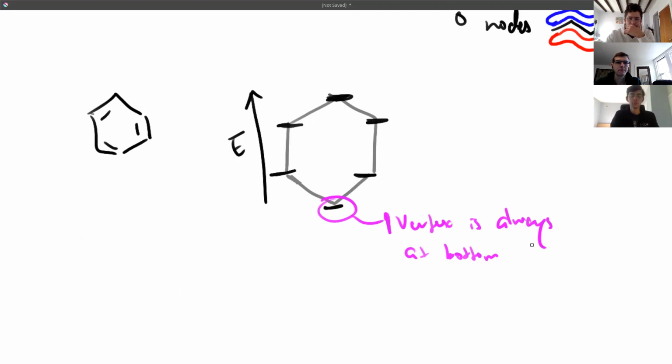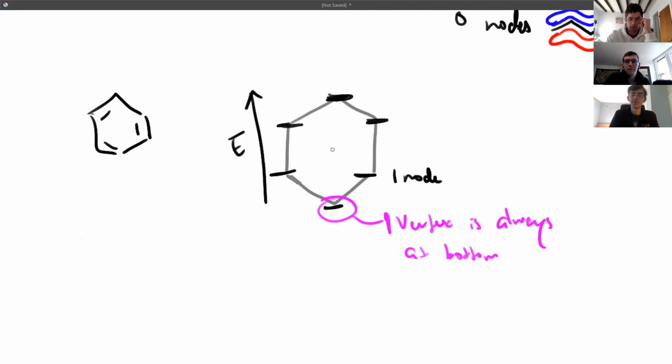Don't the second and third orbitals have the same energy? I don't know if I'm really answering your question, but yeah, these two do have the same energy. Maybe let me ask this. Here, these two have the same energy because each of these has one node.